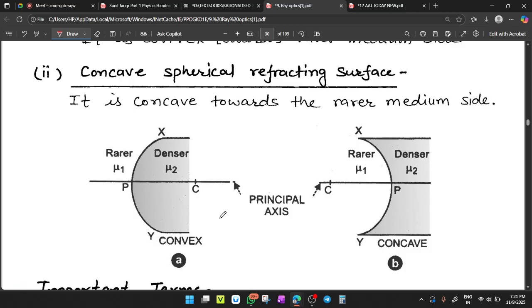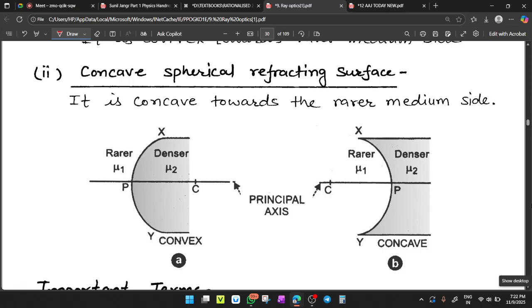For a concave spherical refracting surface, the rarer medium is towards the concave part of the surface. And for a convex spherical refracting surface, the rarer medium is towards the convex part of the refracting surface. Clear? It means the refracting surface can be judged by the placement of the rarer medium, towards what surface your rarer medium is. This is used to judge what spherical refracting surface you have been given. Clear?